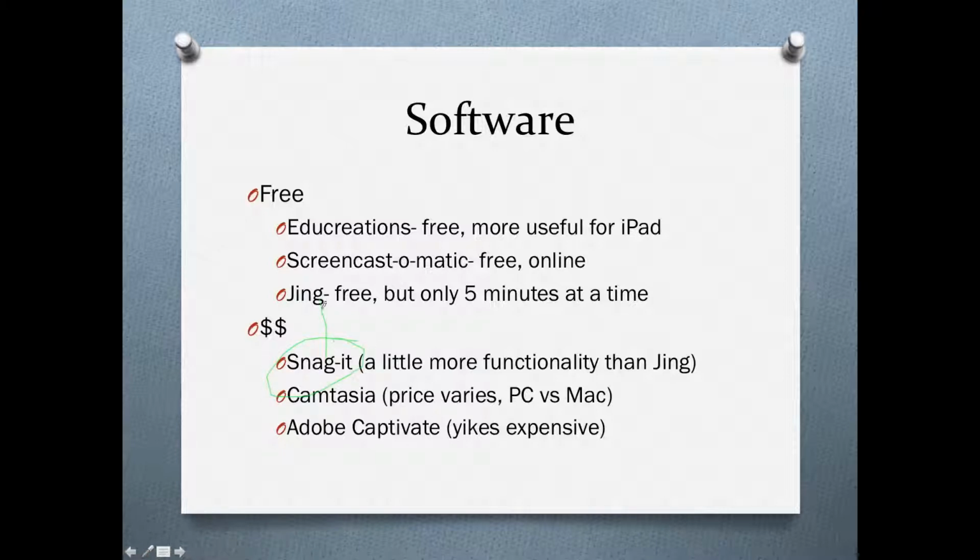Snagit. Snagit, Jing, and Camtasia are all made by the same company. Snagit is a little bit more expensive. I think I got mine for $20. It might be up to $30 now. I'll show you what it looks like here in a second.